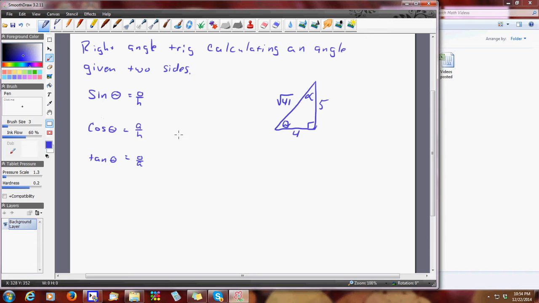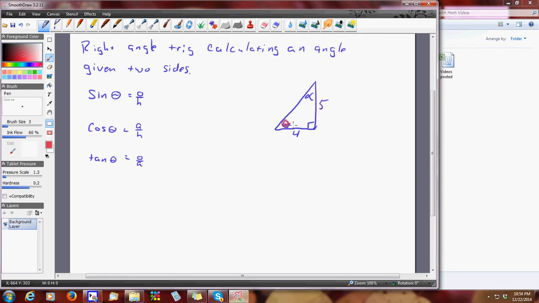And here's what you have to remember. First, make sure your calculator is in degrees, because if you're trying to do this in radian measure, you're going to be in trouble. Second, all you have to do here is this. Here's theta. So this is the angle I want. And so it doesn't matter which trig function I use because I have all three sides. But let's say I didn't know that it was radical 41. I only know that because I did the Pythagorean theorem before.